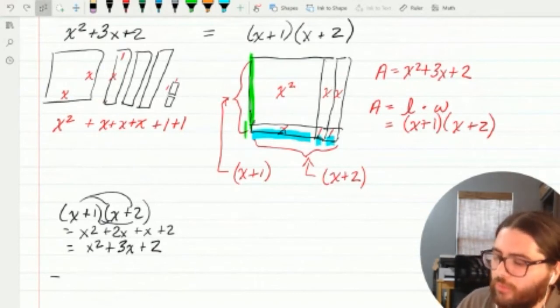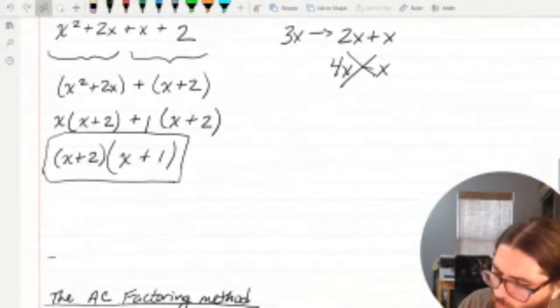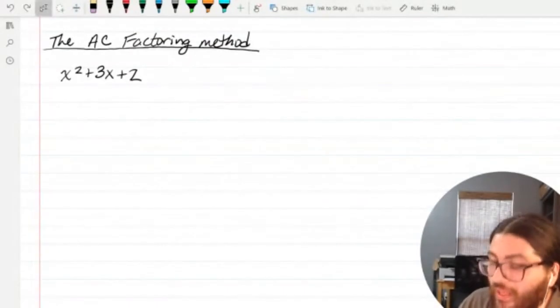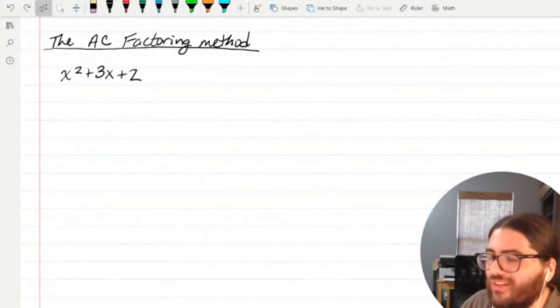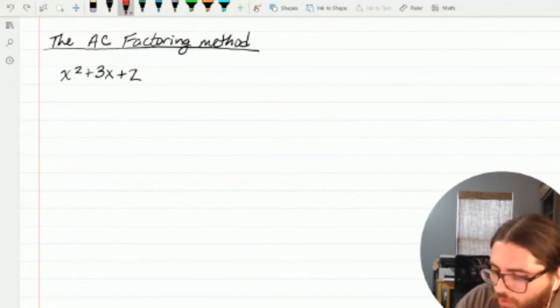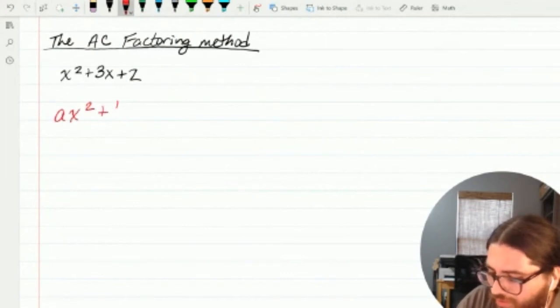So there's something really special about those numbers. We have to be able to write down sort of a method how to find them. And we do have one called the AC factoring method. The AC factoring method will always work for anything which looks like this: ax squared plus bx plus c.